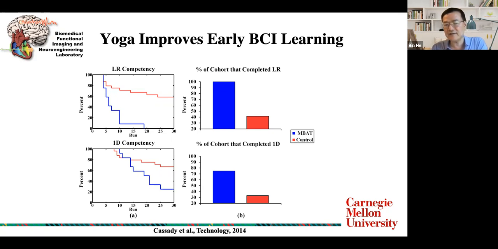Now, after left and right control, we train subjects for up and down, which mainly represents full 1D control. You can see, interestingly, that about two-thirds of meditation subjects were able to complete, and only one-third of the control subjects were able to complete. So this experiment suggests that long-term meditation exercise is able to improve early BCI learning.